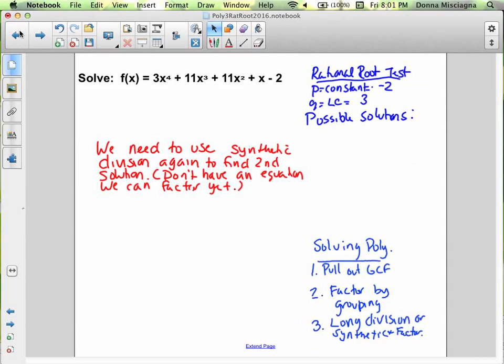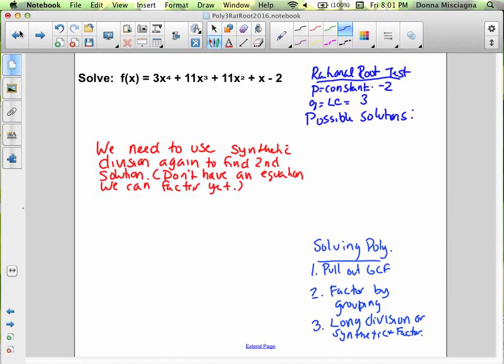All right, so we're going to solve f of x equals 3x to the 4th plus 11x cubed plus 11x squared plus x minus 2. Pulling out a greatest common factor or factoring by grouping is clearly not going to work. It's too many terms, no common factor. So you're going to use long or synthetic division and factor. Because it's to the 4th power, you're going to need to use synthetic division twice, unless we get something we can do factor by grouping with. All right, so let's find out.